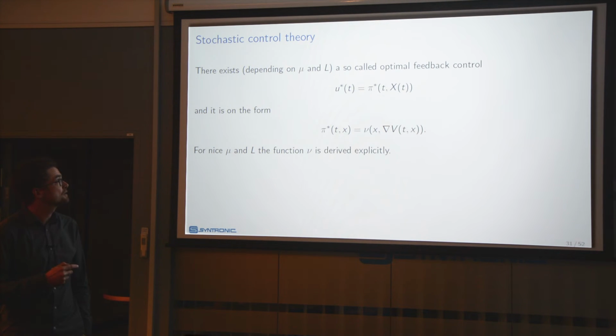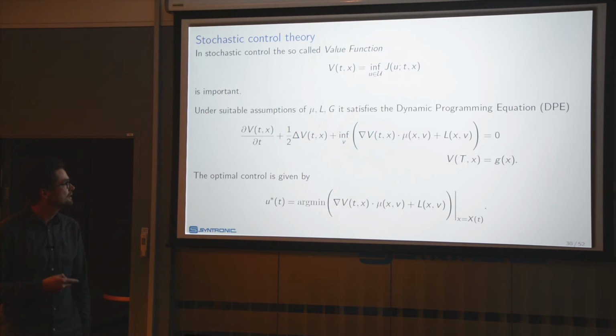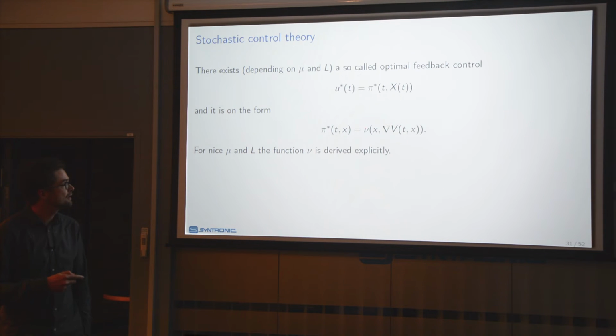Depending on assumptions, there exists a so-called optimal feedback control, which means that the optimal control is a deterministic function of time and state. If we know it, we know how to control optimally. And from this expression, these are known. If we knew the gradient, we would have a function, the function we have anyway, of this form. So it's a function nu of x and the gradient.